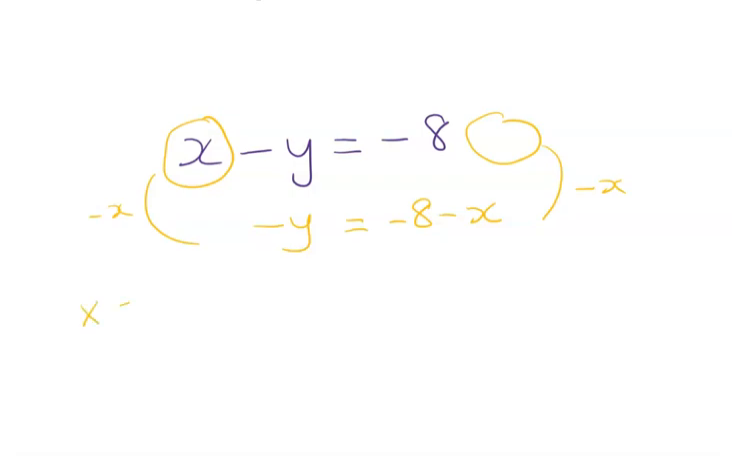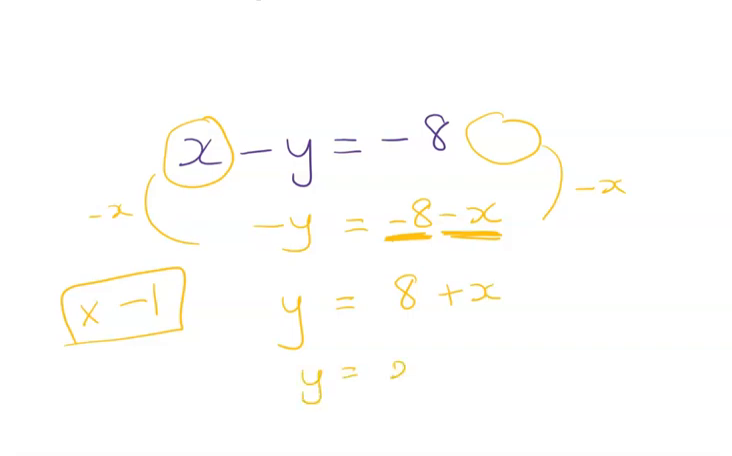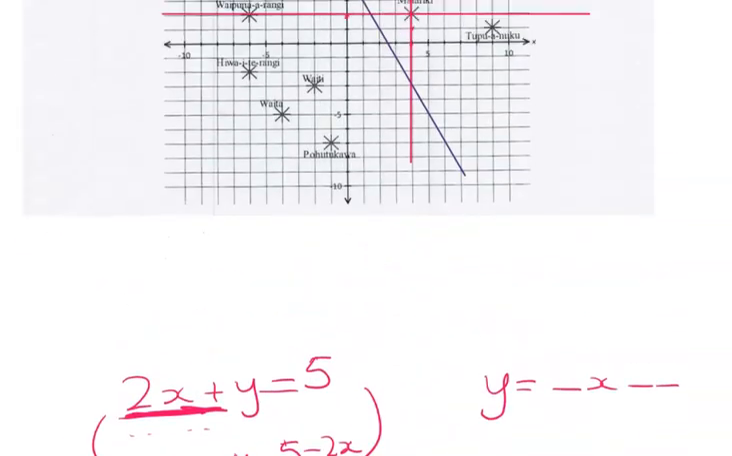But I can do the same thing to both sides of the equation. I can times everything through by -1. So negative y gets me back to y. And here, -8 times -1 is +8. And take away x times -1 gives me +x. So I've got y is equal to x plus 8, which is back in my nice easy form. The y-intercept is 8, and the gradient is 1. So we can go and draw that graph.